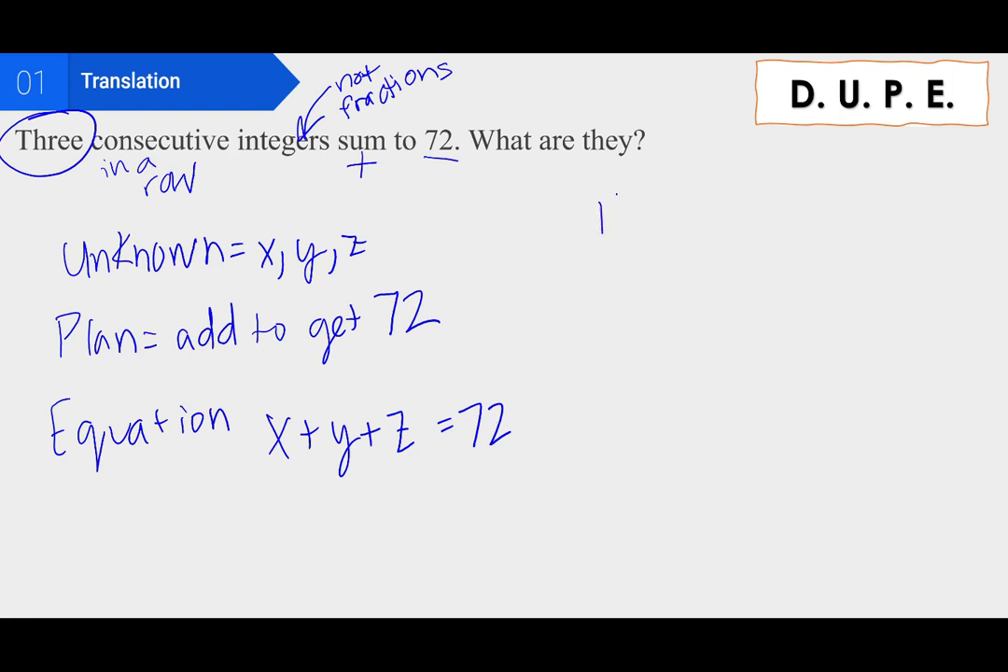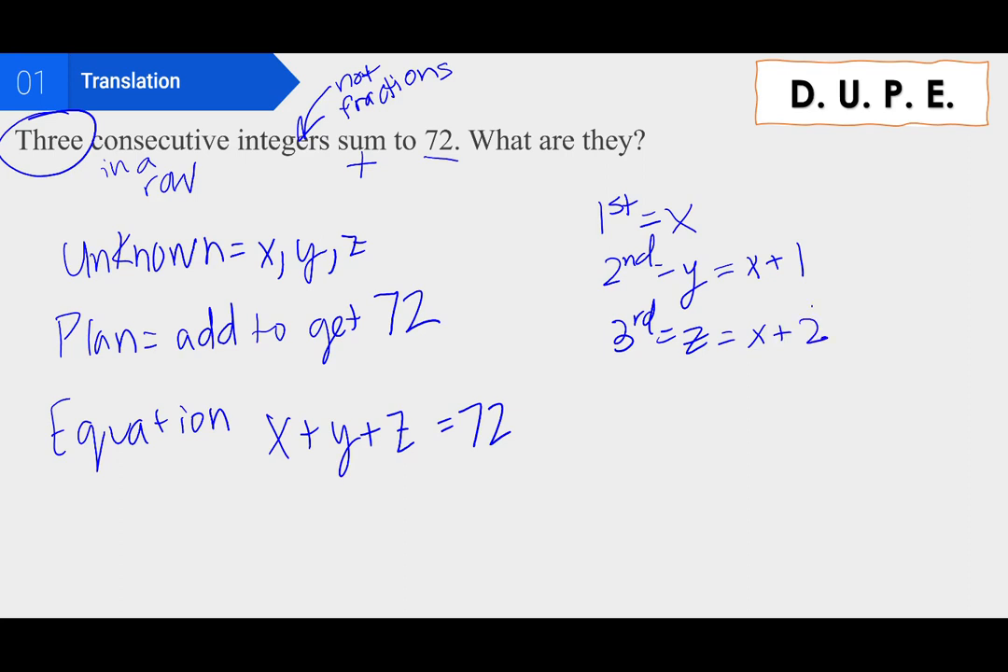So if my first number is X, right? We're just calling it X. My second number is Y. My third number is Z. And they are consecutive, which means that if I start with like 3, the next one is 4. It's 1 more. So Y is actually equal to X plus 1. And Z will be 1 more even than that. And so it's going to be X plus 1 plus 1, which is X plus 2.